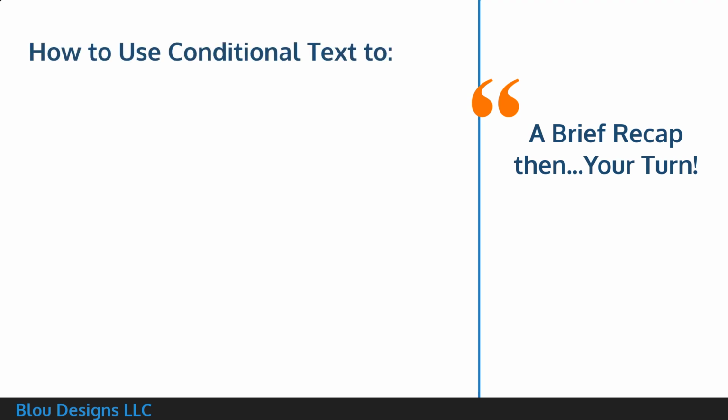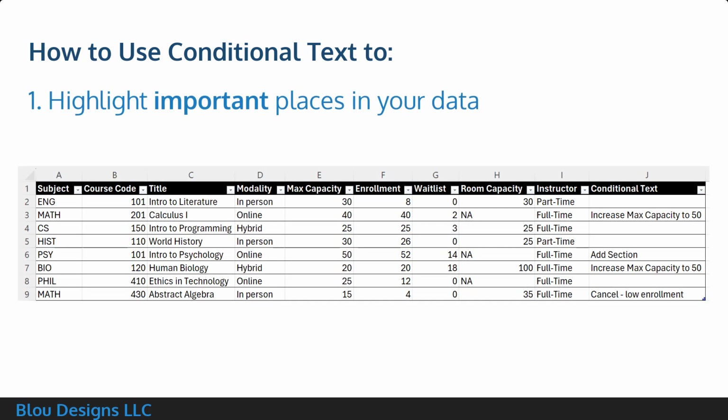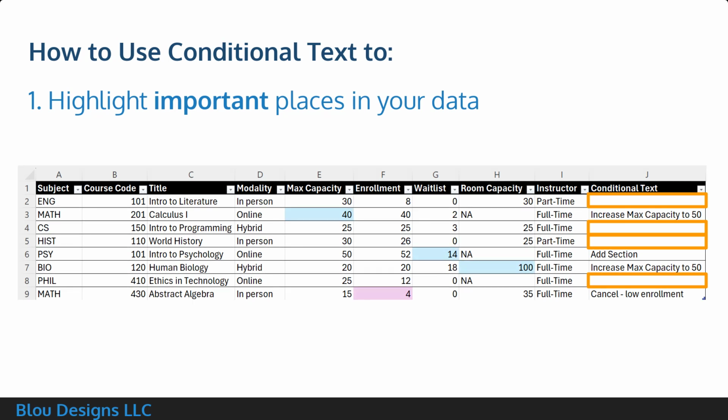To recap, you've learned how to use conditional text to do 2 things. First, draw the eye to important places in your data. You do this by strategically using blank cells as your default text, so it's easy to spot the conditional text when it pops up. Optionally, you can combine it with conditional color formatting to either color the conditional text itself or other relevant cells in that row.